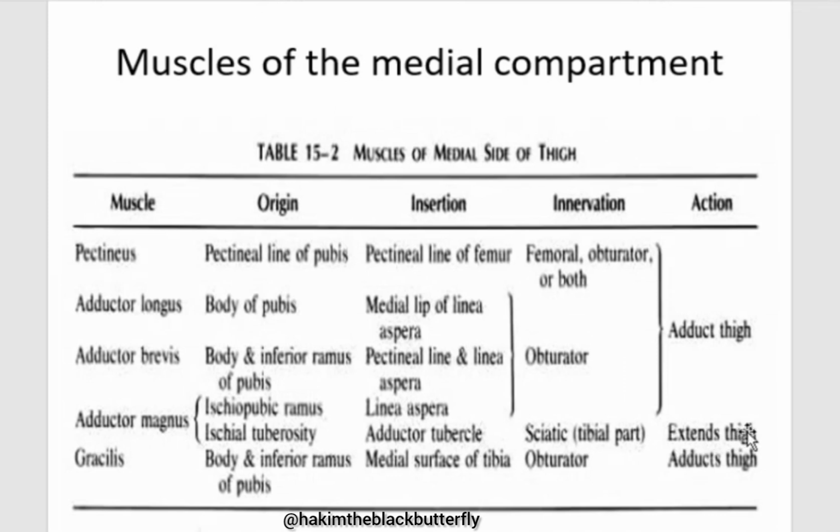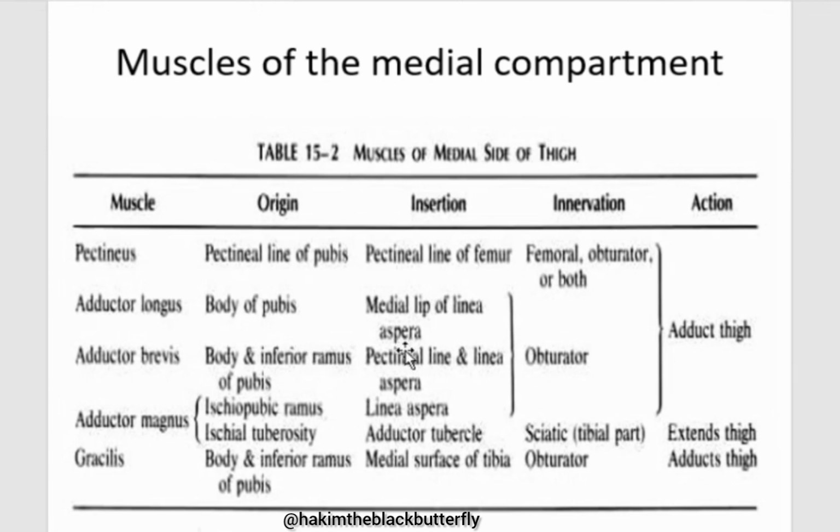So it is part of the hamstrings, because the hamstrings are the ones which perform these actions, and most of them are supplied by this nerve. So all muscles of the medial compartment of the thigh adduct the thigh at the hip joint, except the portion of the adductor magnus which is supplied by the tibial portion of the sciatic nerve, which extends the thigh at the hip joint. And because of this, it is taken to be part of the hamstrings.